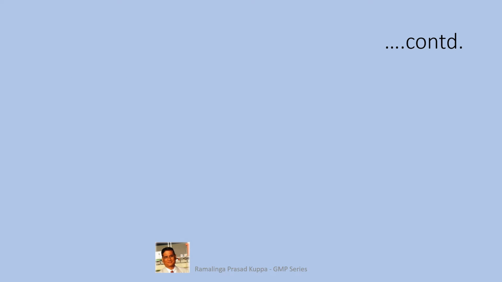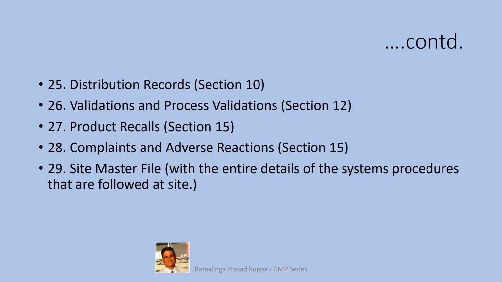The last set of sections include distribution records as given in section 10 of ICH Q7. Validations and process validations are given in section 12. Product recalls are given in section 15. Complaints and adverse reactions are given in section 15. Site master file with the entire details of the systems and procedures that are followed at site.